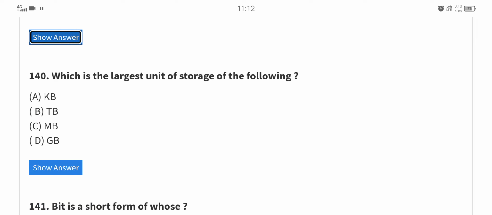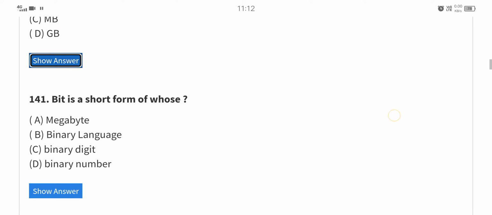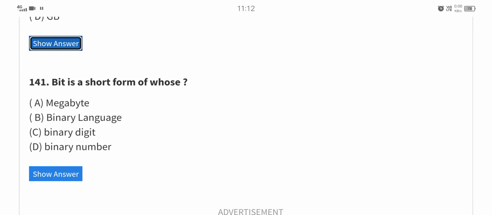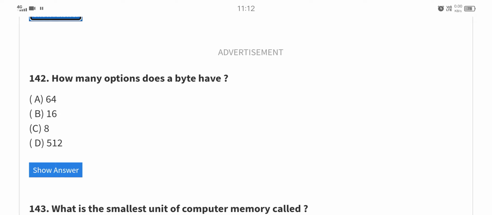Which is the largest unit of storage of the following? TB, terabyte, KB or MB or GB: gigabyte, megabyte, kilobyte. Bit is the short form of which word? Binary digit. How many bits does a byte have? 8.